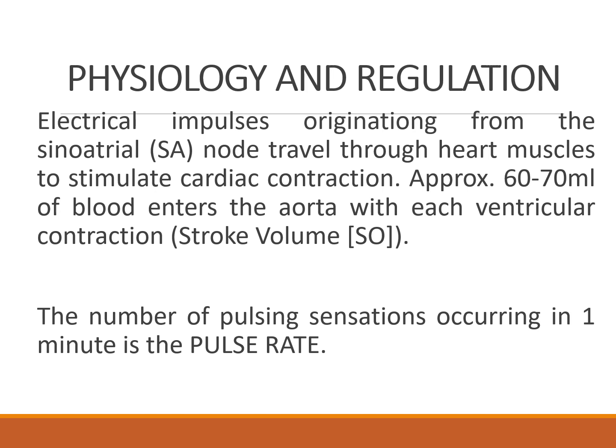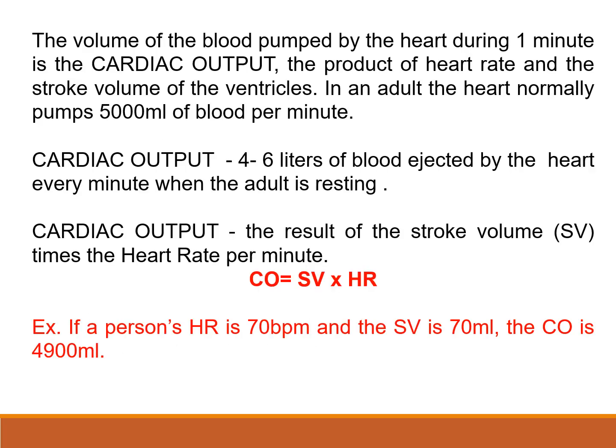The pulse wave moves 15 times faster through the aorta and 100 times faster through the small arteries than the ejected volume of blood. When a pulse wave reaches a peripheral artery, you can feel it by palpating the artery lightly against underlying bone or muscle. So the number of pulsing sensations occurring in a minute is the pulse rate.